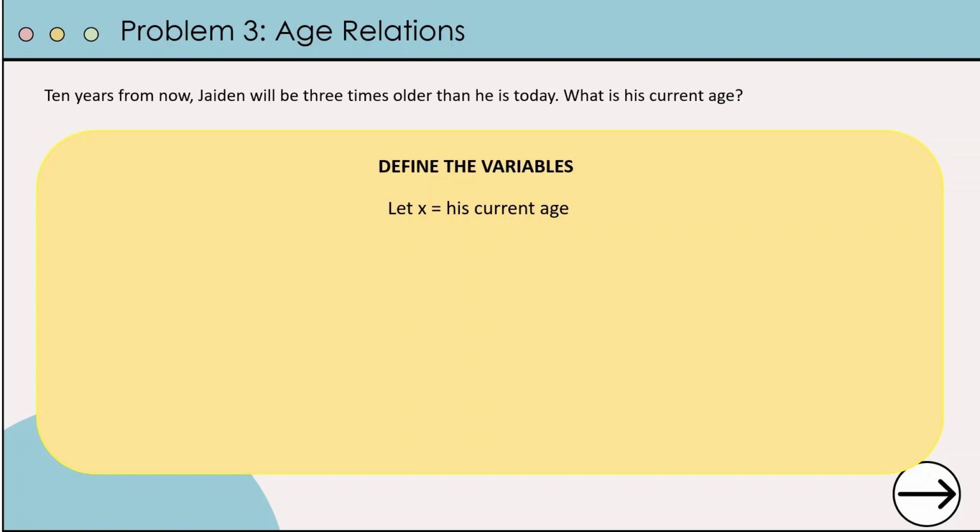Now, let's establish the equation. Going back to the problem, it says there that 10 years from now, Jaden will be 3 times older than he is today. That is why we generated x plus 10 equals 3x. x plus 10 represents 10 years from now. Since we do not know Jaden's current age, we just added 10 and x. And on the right side of the equation, we have 3x. 3x represents 3 times older than he is today.